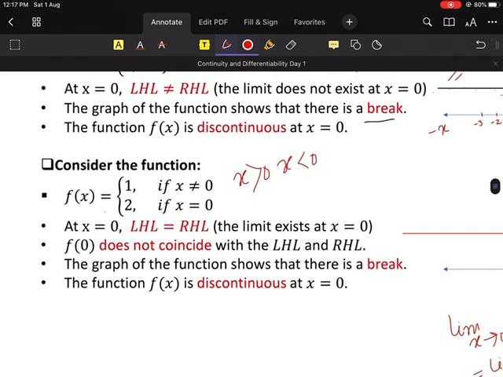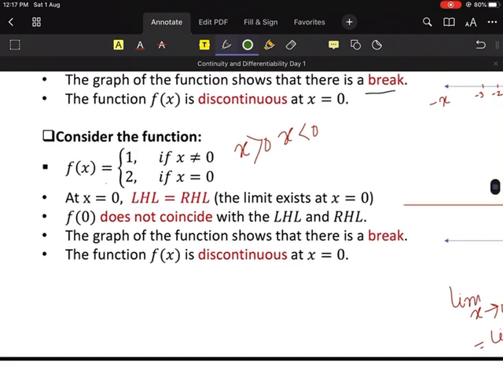Now look at here. F0 does not coincide with the left hand limit and right hand limit. What does F0 mean? F0 means the value of the function at the point 0. I hope everybody knows what F0 is. Yes or no?